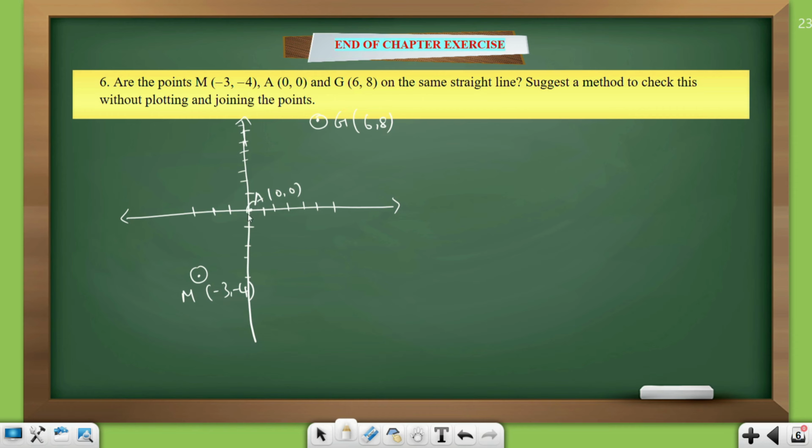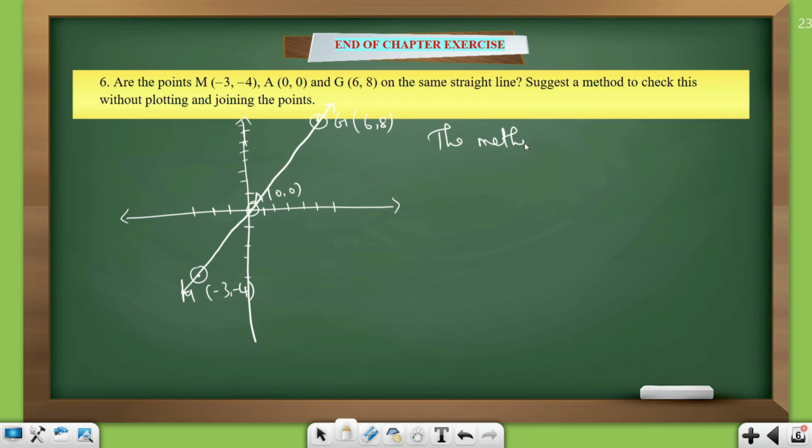Now if I join these 3 points, it is clear that the 3 points lie on the same straight line. But the thing is, suggest a method to check this without plotting and joining the points. If we plot the points, it is easy for us to identify that they lie on the same line. Now we need to show that these 3 points lie on the same line by using a different method, and the method we are going to follow is called the method of collinearity.